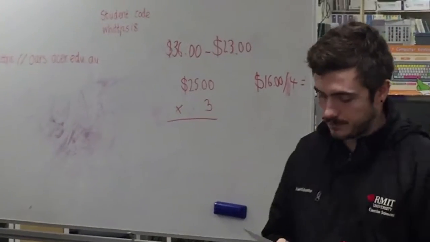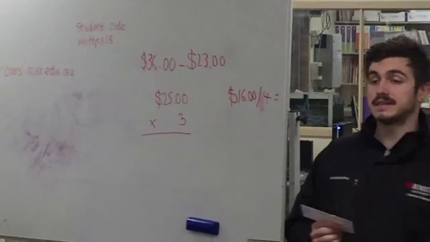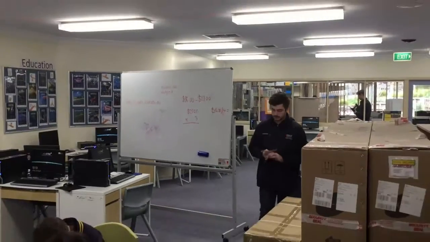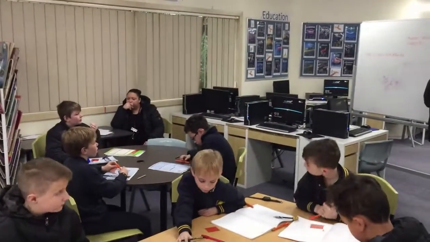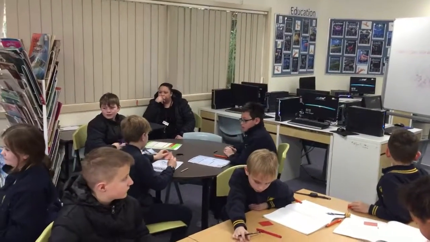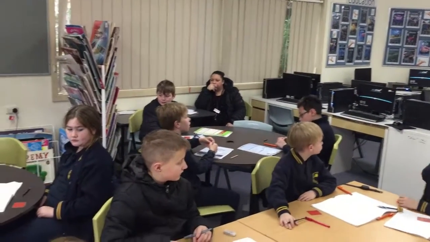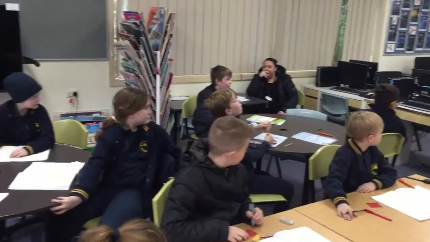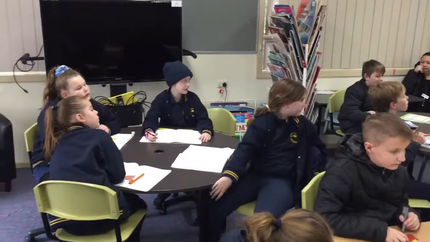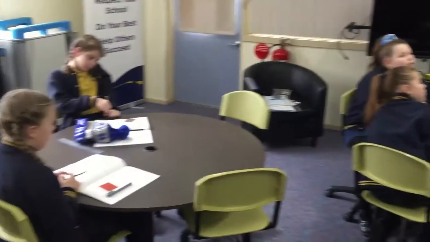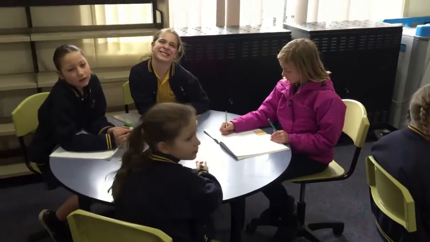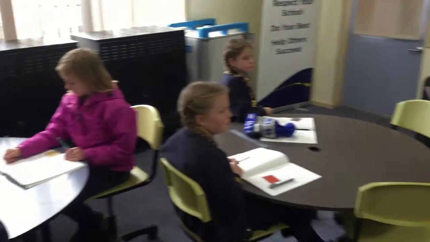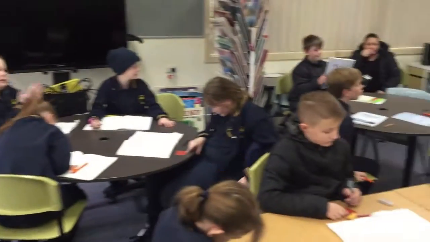Let's do $79 minus $52. Is that 22? You're going to try and work it out in your books? Yep, I'm writing it up here for you. This one here, $79 minus $52. Try and work that one in your book.